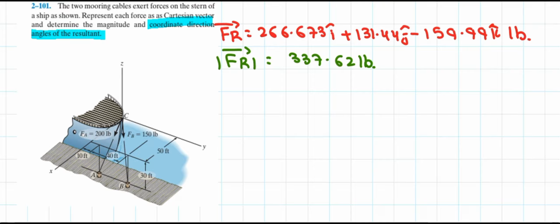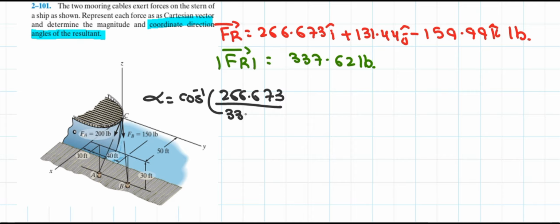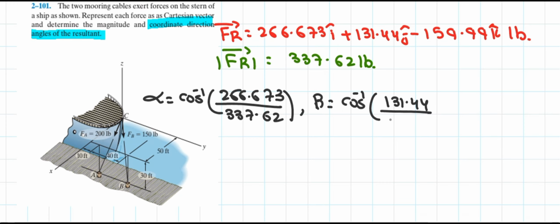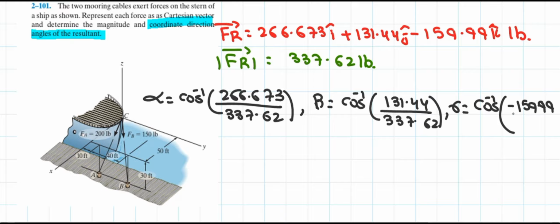Now, for the direction cosines, we have the formula that alpha is equal to cos inverse Fx upon F. The Fx is nothing but 266.673, and the F is 337.62. Similarly, beta is equal to cos inverse Fy upon F. The Fy is 131.44, and the F is 337.62. And lastly, gamma is equal to cos inverse Fz upon F. The Fz is nothing but 159.99, and the F is 337.62.